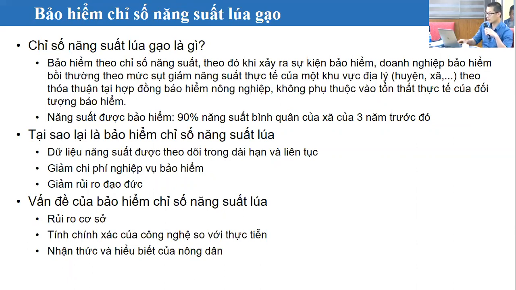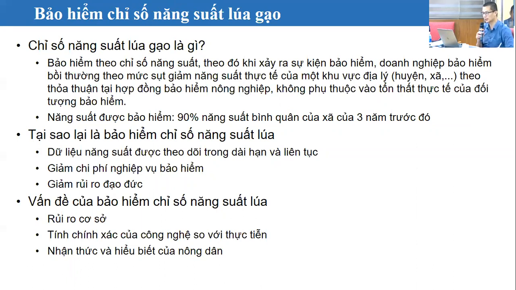Vấn đề của bảo hiểm hiện nay thì có mấy vấn đề. Thứ nhất là tính chính xác của công nghệ so với thực tiễn, và nó gây ra các rủi ro cơ sở. Tôi giải thích một chút rủi ro cơ sở là gì. Rủi ro cơ sở là khi rủi ro và thiệt hại diễn ra, nhưng có thể người nông dân không được nhận tiền bồi thường mặc dù họ đã mua bảo hiểm.